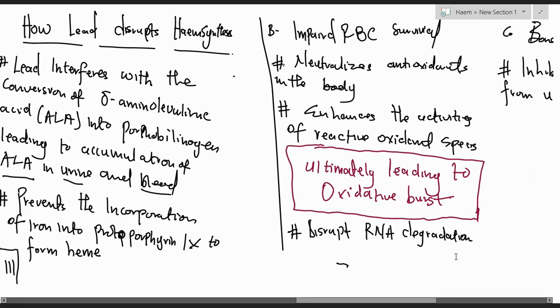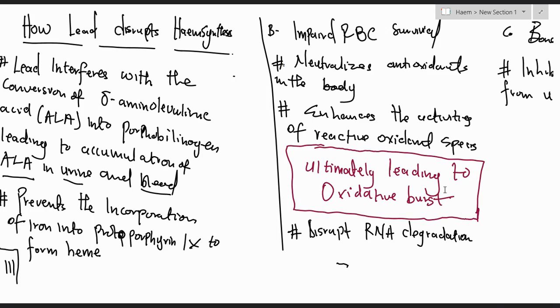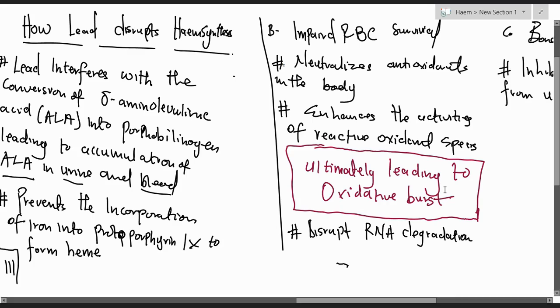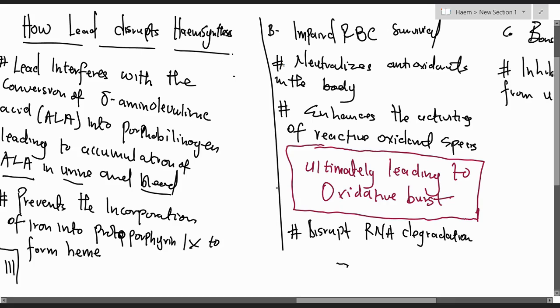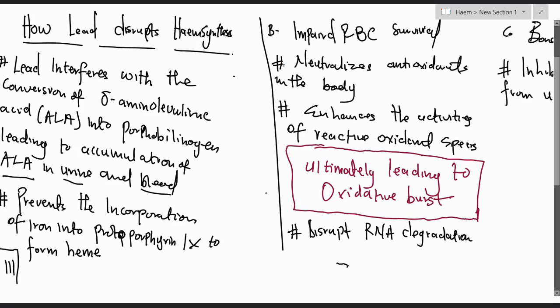Okay, now let's talk about the impaired survival of RBCs. Lead in its nature is a strong inducer of reactive oxidant species, and also a strong neutralizer of antioxidants in the body. The body is most times exposed to reactive oxidant species. These reactive oxidant species, also known as ROS, induce oxidative effects on cells. And one of the ways our cells protect themselves from this oxidative burst is through antioxidant means. So we have natural antioxidant means in the body.